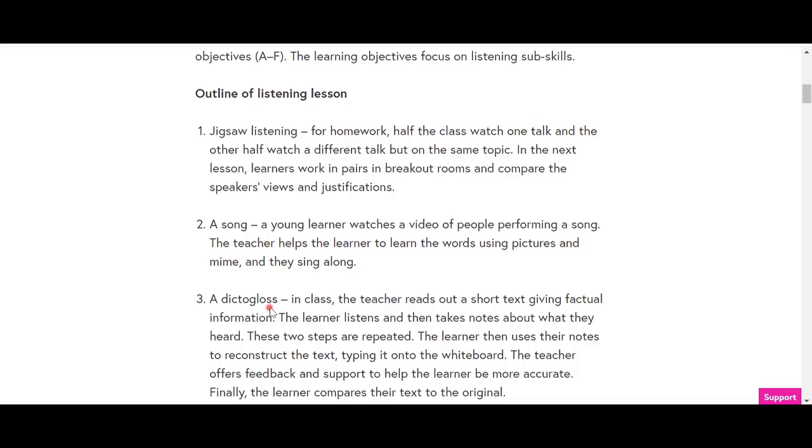3. A dictogloss. In class, the teacher reads out a short text giving factual information. The learner listens and then takes notes about what they heard. These 2 steps are repeated. The learner then uses their notes to reconstruct the text, typing it onto the whiteboard. The teacher offers feedback and support to help the learner be more accurate. Finally, the learner compares their text to the original.